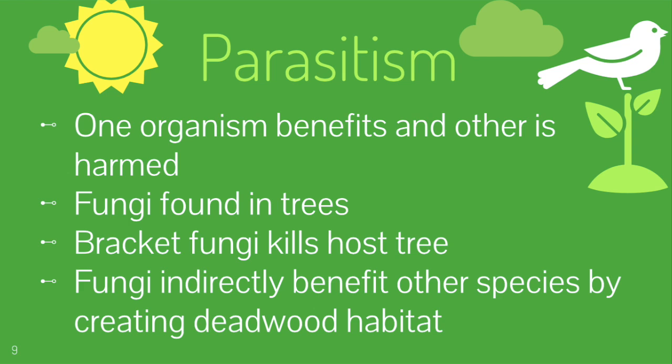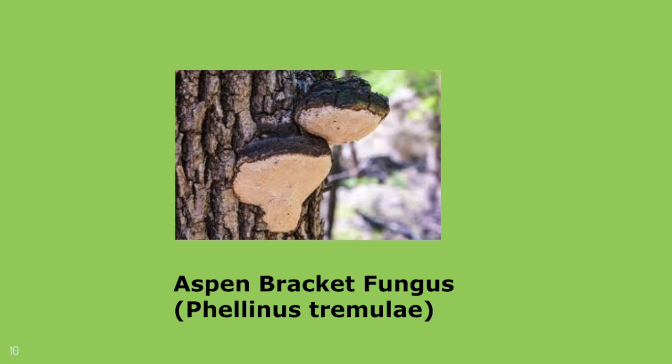Many fungi form a variety of bracket fungal bodies. An example is the aspen bracket fungus. Bracket fungi kill their host tree. Fungi indirectly benefit other species by creating deadwood habitats. This is important to species such as the aspen hoverfly.